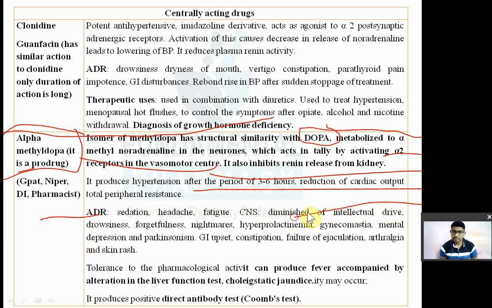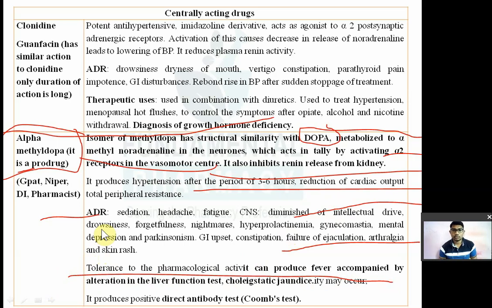CNS adverse effects like diminished intellectual drive, drowsiness, forgetfulness, भूल जाओगे आप, nightmares, रात को बुरे बुरे सपने आएंगे, हाइपर प्रोलैक्टिनिमिया मतलब प्रोलैक्टिन लेवल बढ़ जाएगा बॉडी का, गायनेकोमेस्टिया मतलब लेडीज के सिम्टम, जेंट्स में मेंटल डिप्रेशन, पार्किंसोनिज्म, जीआई अपसेट, कॉन्स्टिपेशन, फेलियर टू इजैकुलेशन, देन आर्थ्रालजिया एंड स्किन रैश, these are the adverse effects. Tolerance to pharmacological actions means tolerance develop हो जाएगा, मतलब इनिशियली आपका ब्लड प्रेशर लो करेगा, बाद में नहीं करेगा, टॉलरेंस हो जाएगा.